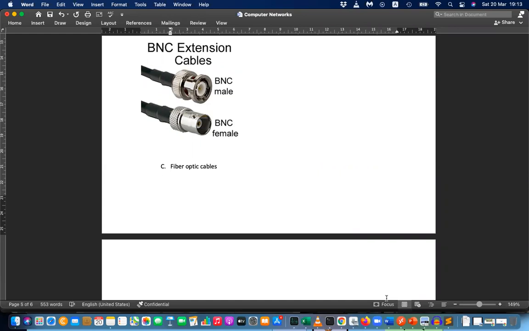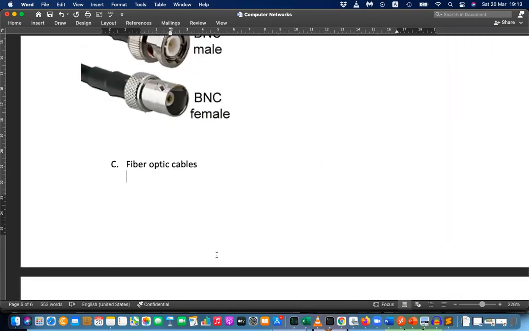So this is different from the above two technologies. Can anyone tell me why this is different from the above two technologies? The above two are also cables, fiber optic also cables, but there's a major difference. What is that? Satira, what is that? There's a major difference between fiber optic and the other two types of cables.